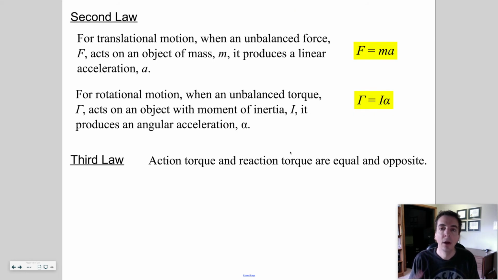For the second law, for linear or translational motion, when an unbalanced force acts on a mass, it produces a linear acceleration. For rotational motion, when an unbalanced torque, represented by tau, acts on an object with a moment of inertia, I, which depends on the distribution of mass around the center of rotation, it produces an angular acceleration, alpha. And the third law, action-reaction: action torque and reaction torque are equal and opposite. That's it.